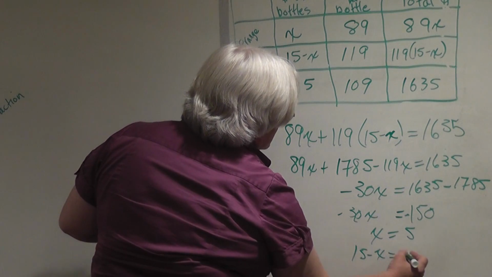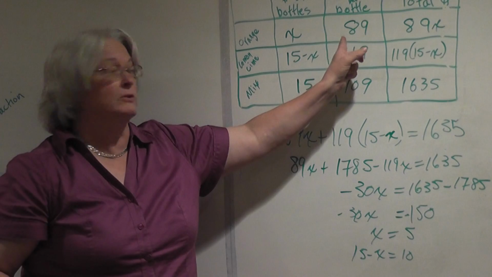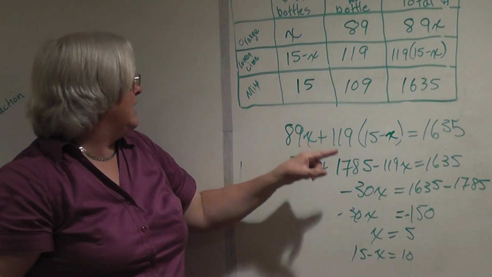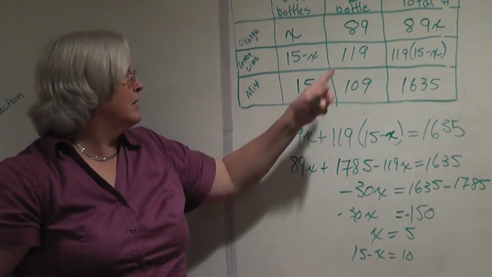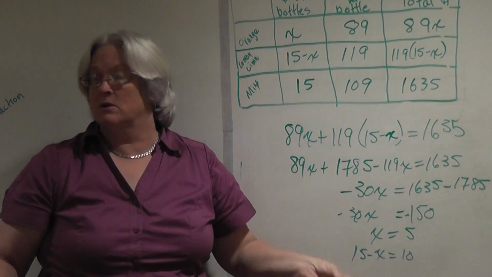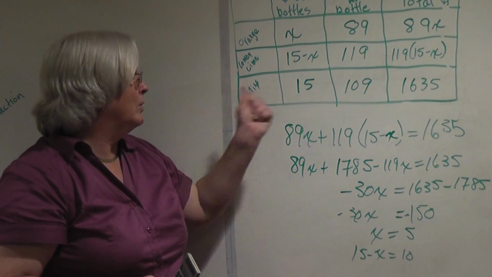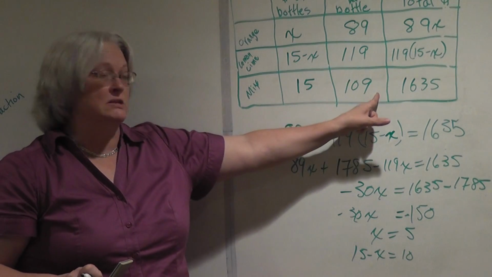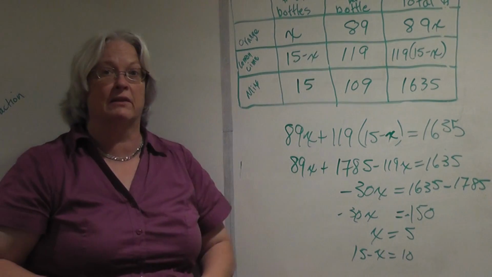15 minus x is equal to 10. So we're going to have 5 bottles of orange soda at 89 cents, and we're going to have 10 bottles of lemon lime soda at $1.19. When we mix those together, we're going to end up with 15 bottles of punch that we can sell for $1.09. You can go back through and track these.